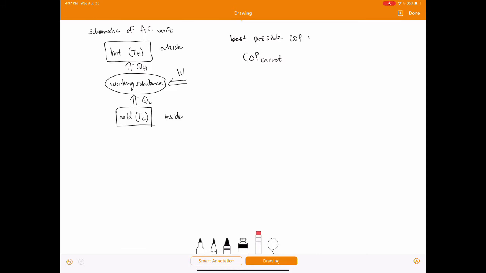And we just derived that that was equal to TL divided by TH minus TL. We have to get these temperatures in Kelvin because we have them in degrees Celsius right now. So for the low temperature TL, that's 21 degrees Celsius. That's the temperature inside the house. Add that to 273 to give you 294 Kelvin.